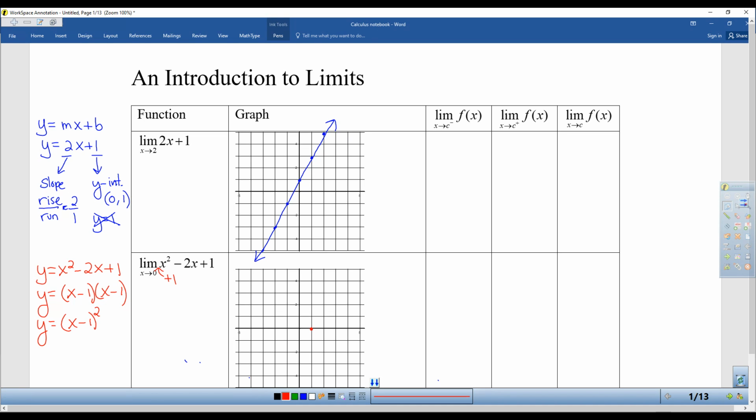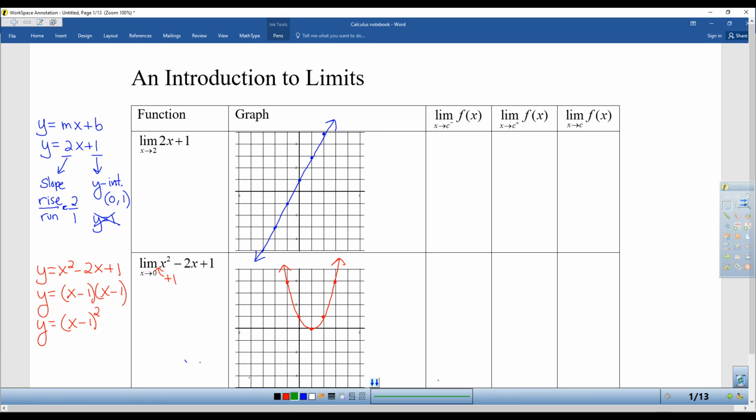And because it doesn't have an a different than 1, you can use your basic points. Pretend that this is (0, 0), and then go 1, 1, 2, 4. In the other direction, 1, 1, 2, 4. And I've graphed a nice parabola.